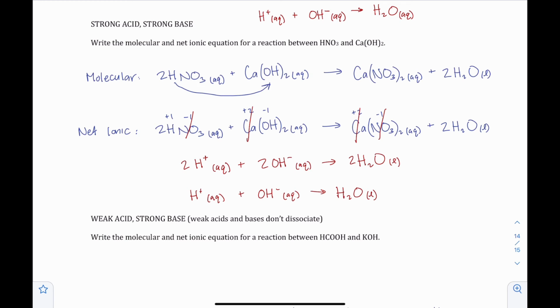In this case, calcium and nitrate are the spectator ions. Then write out the net ionic equation, which is 2H+ plus 2OH- yields 2H2O. But this can be simplified to just H+ plus OH- yields H2O.